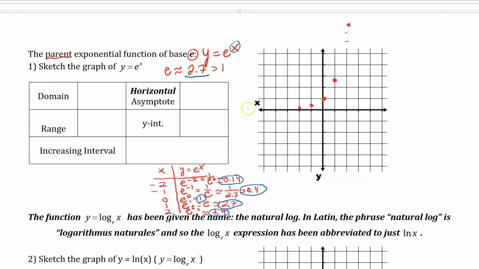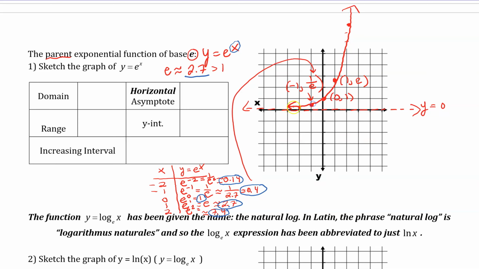And like all other exponential functions, it has the horizontal asymptote that's going along the x-axis at y equals 0. And it has that typical exponential growth shape since the base was greater than 1. And it's got the typical values of (1, the base), (0, 1), and then (-1, the reciprocal of the base), right? 1 over e, which was approximately 0.4.